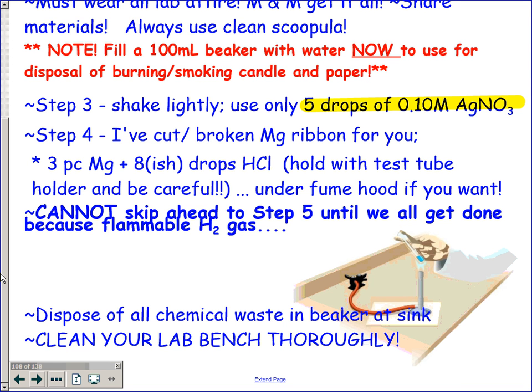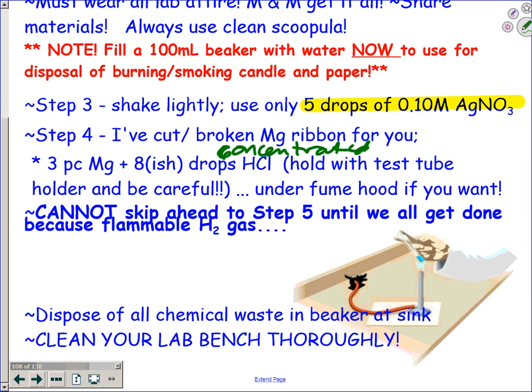So I will provide for you at your lab station 3 pieces of magnesium. They're little pieces of metal, and you'll drop 6 molar, which is really concentrated hydrochloric acid, on them. I will give you very concentrated hydrochloric acid in dropper bottles, and you'll drop about 8-ish drops on those magnesium ribbon pieces, and you'll look for a change. You'll hold that with the test tube holder or keep it in your test tube rack. Don't hold it up to your face, and don't hold it with your hand.